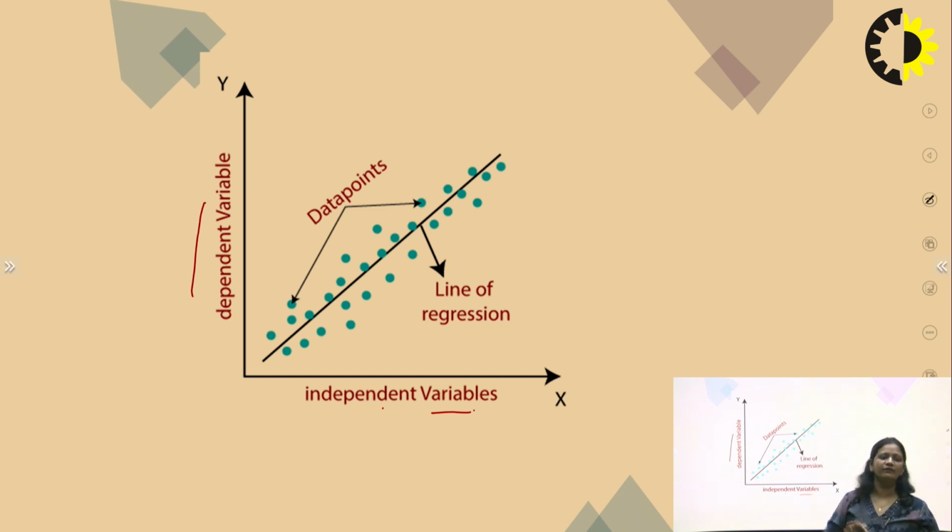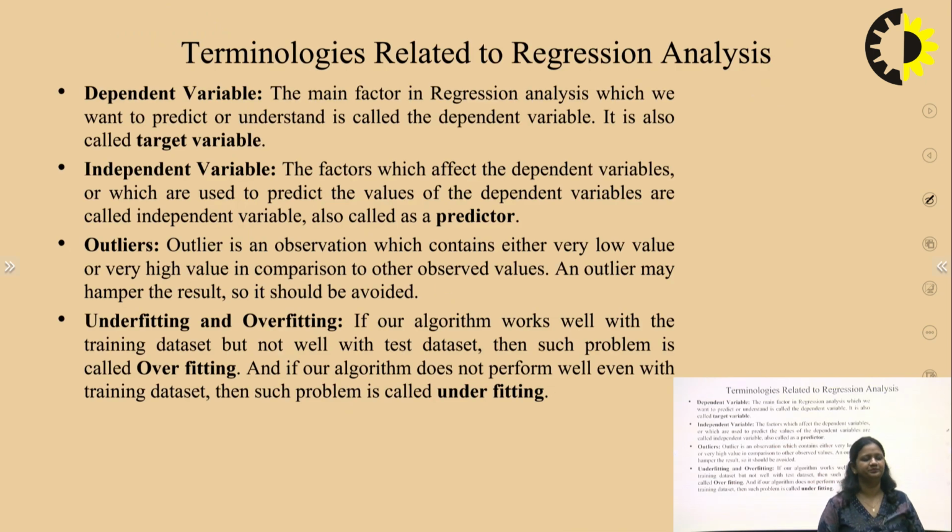So the goal of regression is to find the best fit line that minimizes the error between the data points and this line. Okay, so this is our basic concept of regression, which is to estimate the relationship between the dependent and independent variable. Okay, so what are the terminologies related to regression analysis?